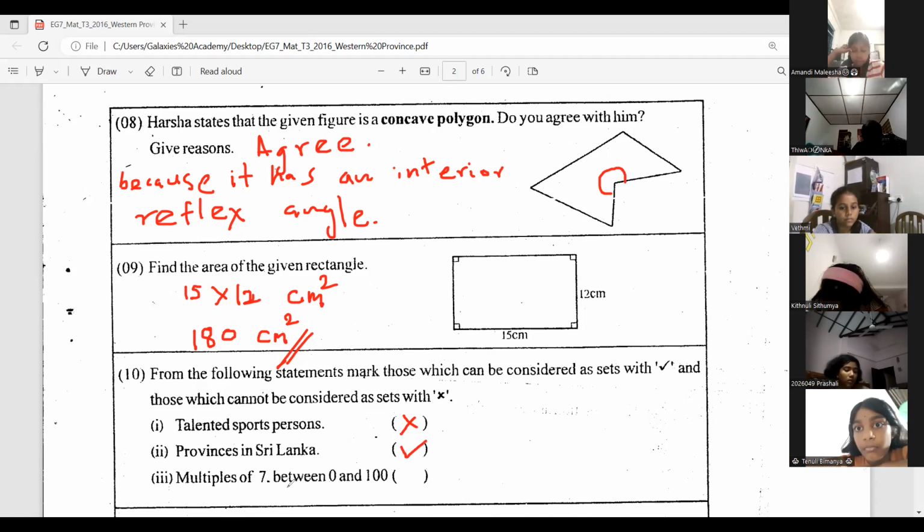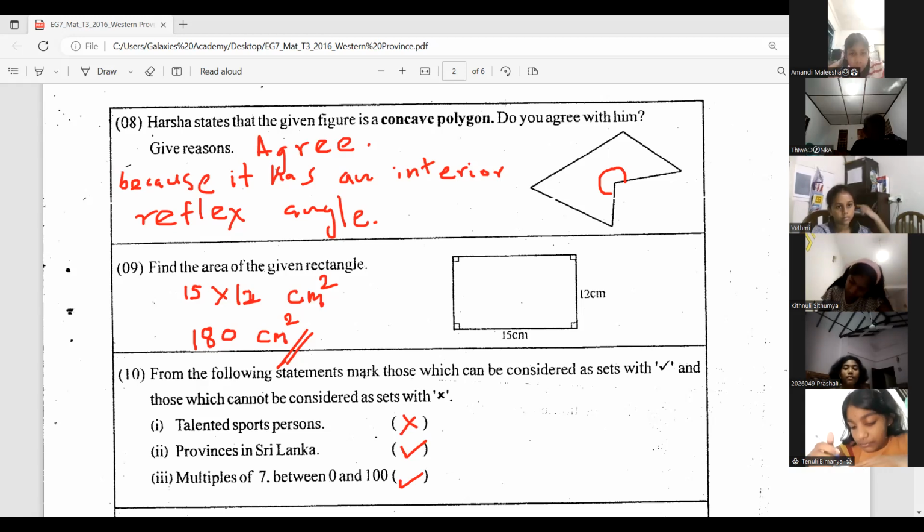Next one, multiples of 7 between 0 and 100. What can you say about this one? A set. It is a set. Why? We can clearly identify what the elements are, no? 7, 14, 21, right? Like that. So clearly you can identify, so it is a set, right?